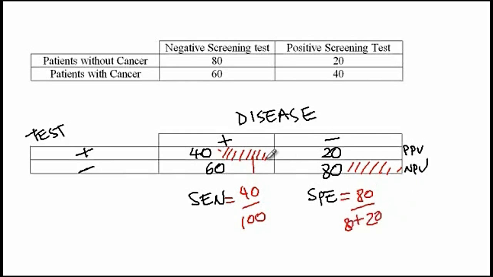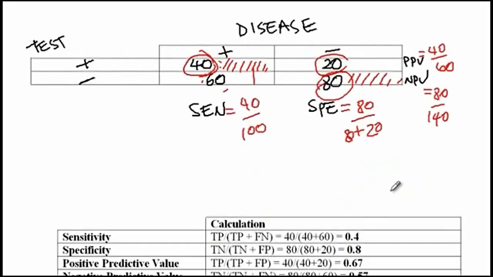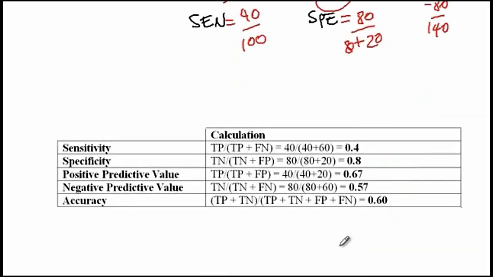And then for positive predictive value, it would be 40 divided by 40 plus 20. So now we are working on rows. So it equals 40 divided by 60. And then for negative predictive value, it would be 80 divided by 80 plus 60. So it equals 80 divided by 140. And if you refer to the calculations that are shown in the text, you will see the same values shown there.